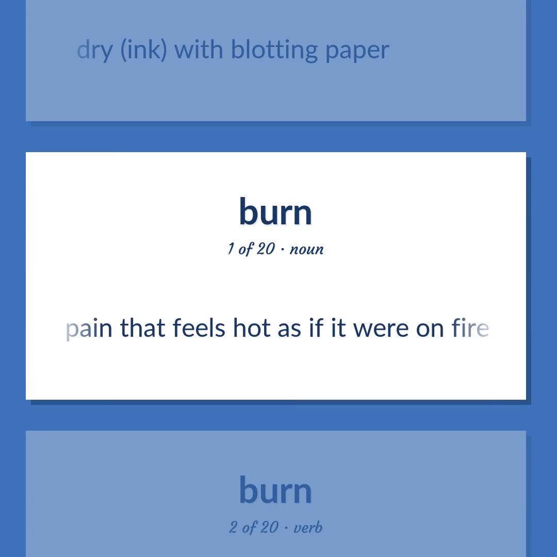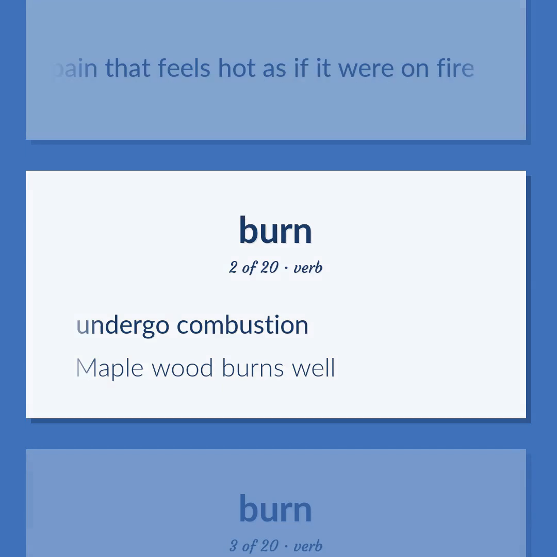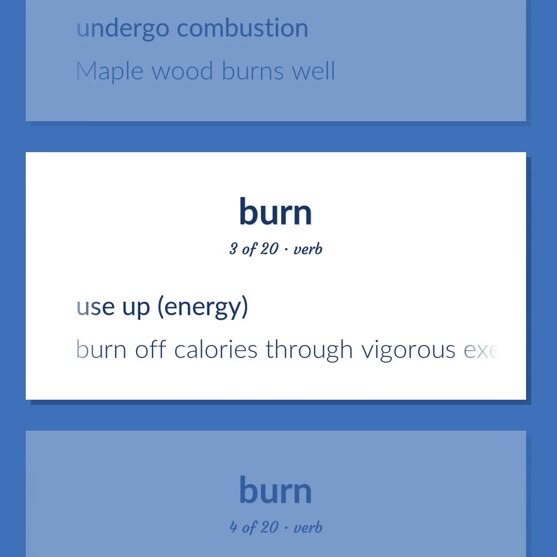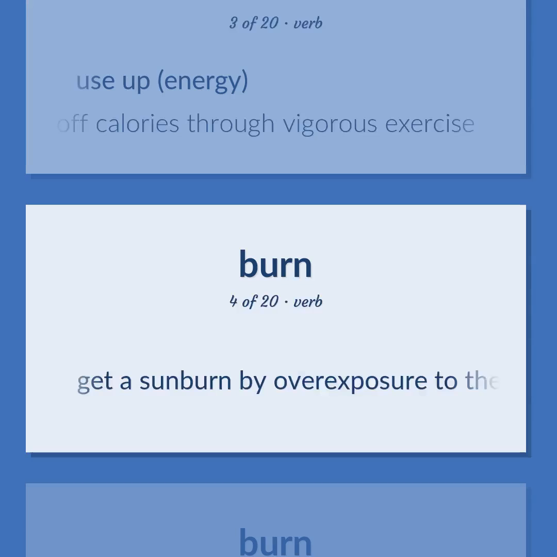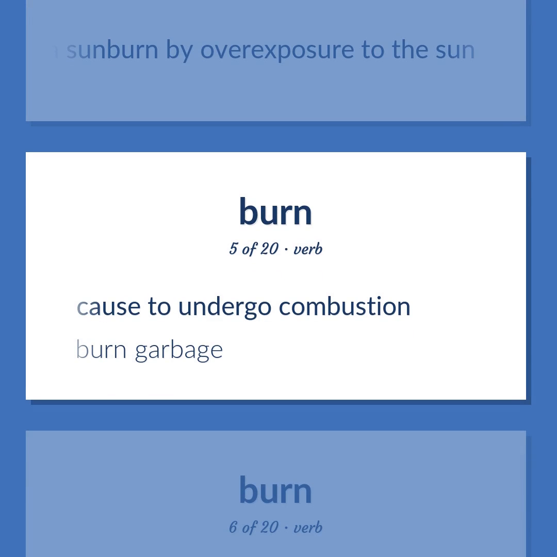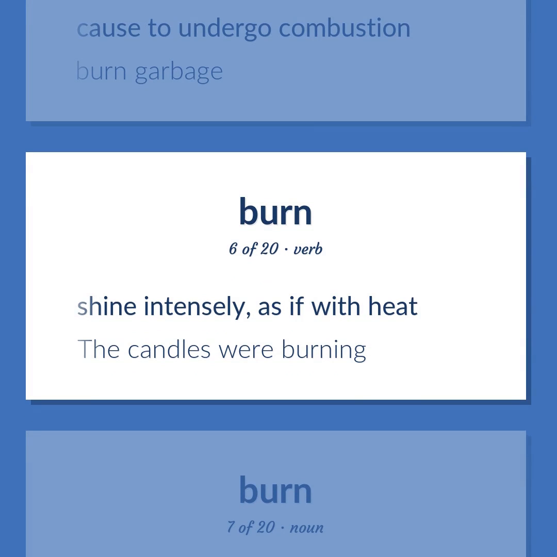Pain that feels hot as if it were on fire. Undergo combustion. Maple wood burns well. Use up energy. Burn off calories through vigorous exercise. Get a sunburn by overexposure to the sun. Cause to undergo combustion. Burn garbage. Shine intensely, as if with heat. The candles were burning.